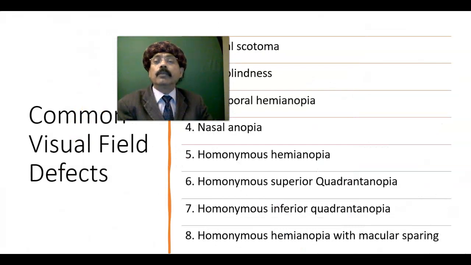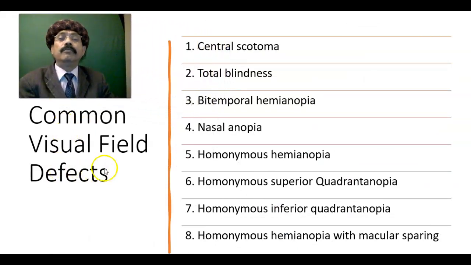If you go there, what are the common visual field defects? We have central scotoma, where some part of the vision seems to be dark, or there are some blind spots. It may also be circumferential scotoma. Total blindness we get if the entire optic nerve is cut. Bitemporal hemianopia is due to a lesion of the optic chiasm, usually by a pituitary adenoma or pituitary tumor, that cuts the crossing fibers at the optic chiasma.